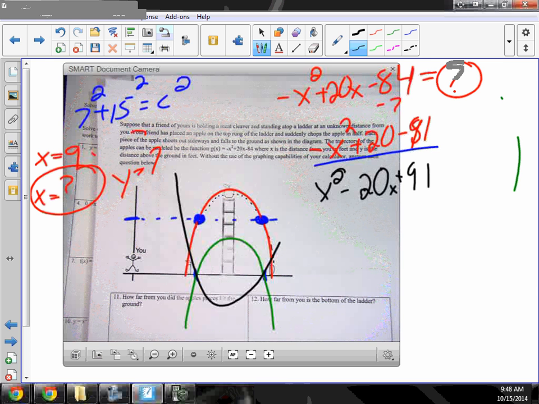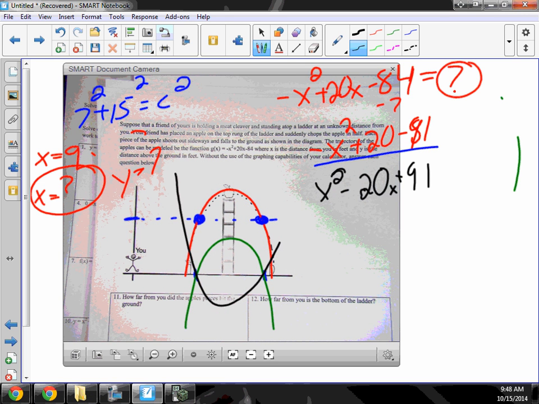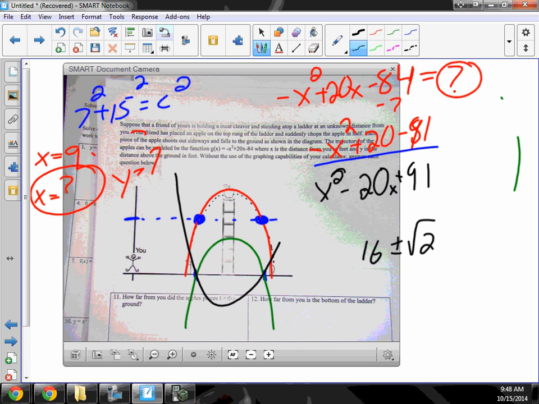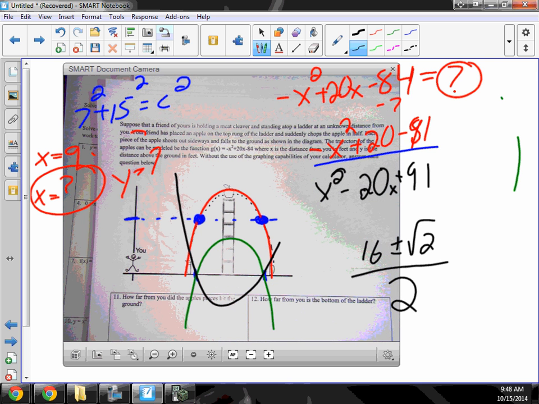So what does that mean? How are we going to find the roots? Either complete the square or use the quadratic formula. Now, I'm going to leave that for you to do. I'm not going to do it for you. But let's say I use the quadratic formula and my answer is 16 plus or minus the square root of 2 over 2. Does that tell me where the apples hit?